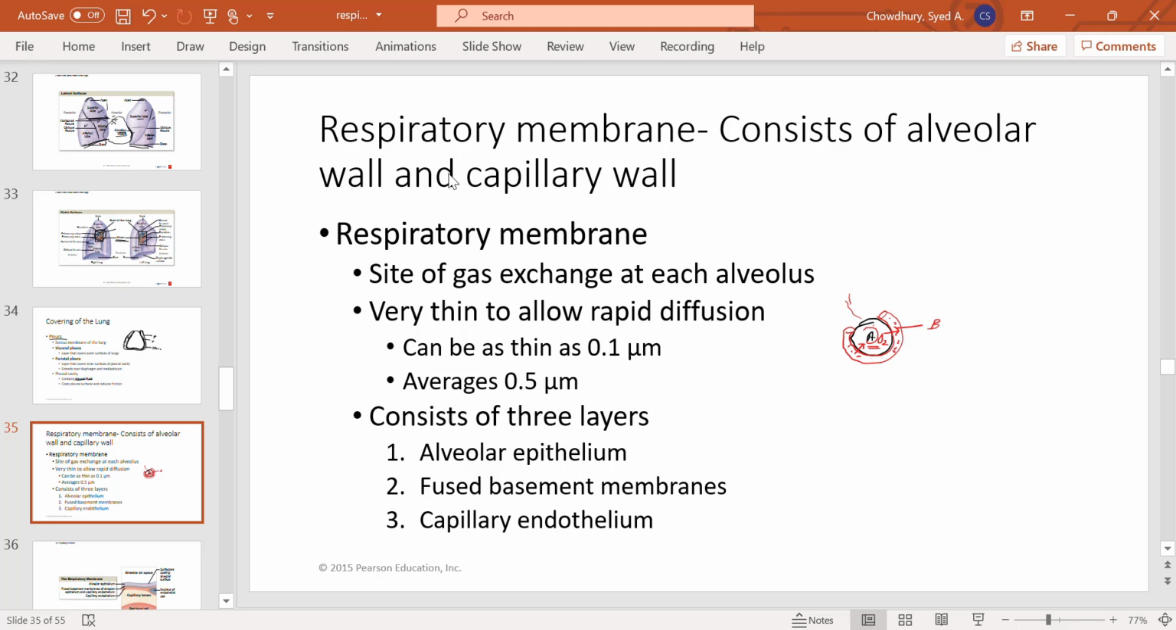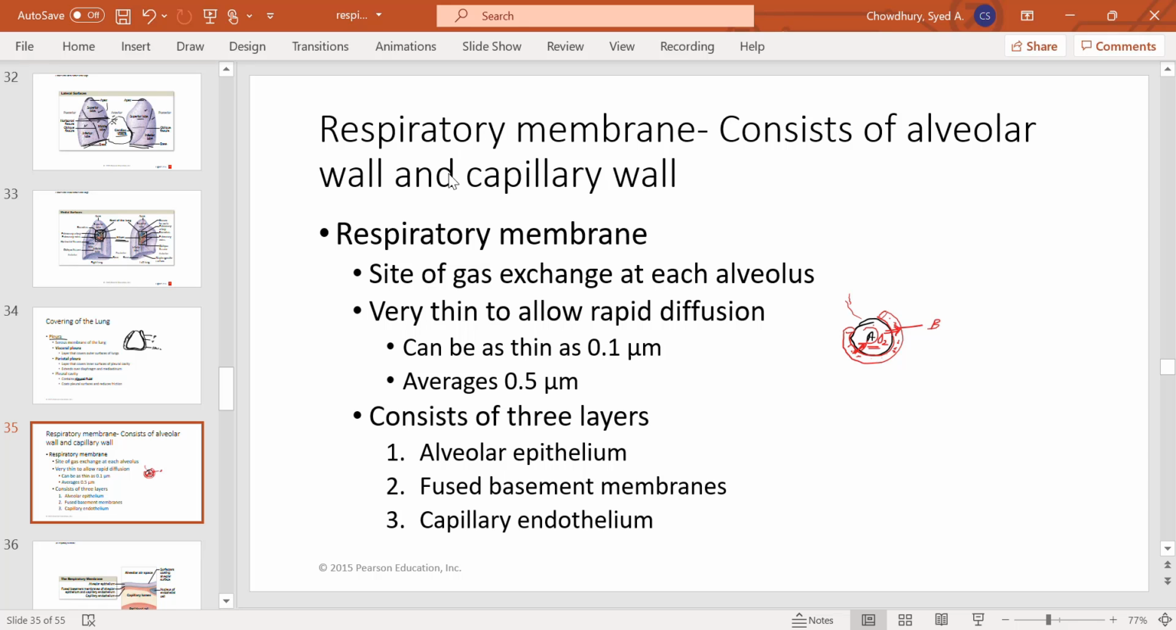Remember, oxygen and carbon dioxide always move in opposite directions. So we know why blood goes to the lung, to get the oxygen. So blood will get the oxygen from the alveolus, and carbon dioxide will go from the blood to the alveolus. And that is the gas exchange.